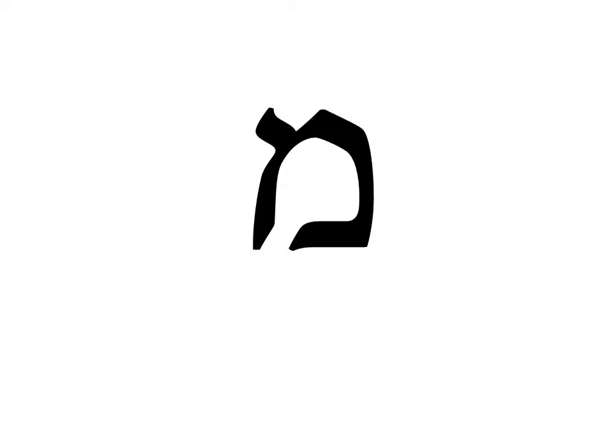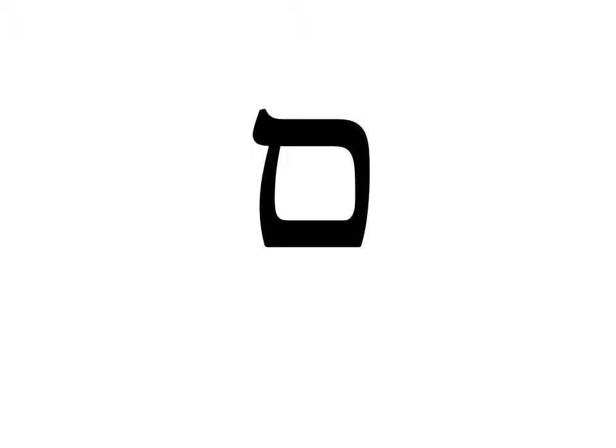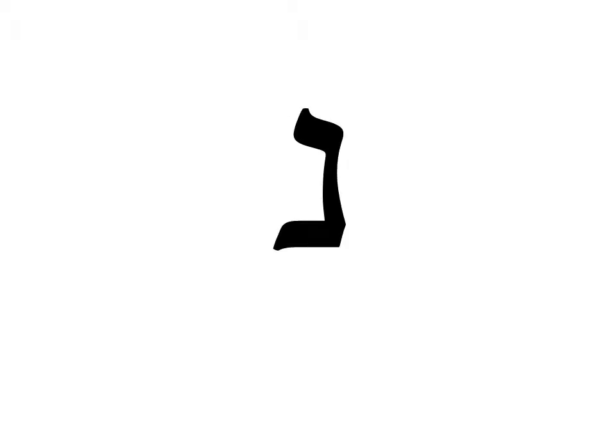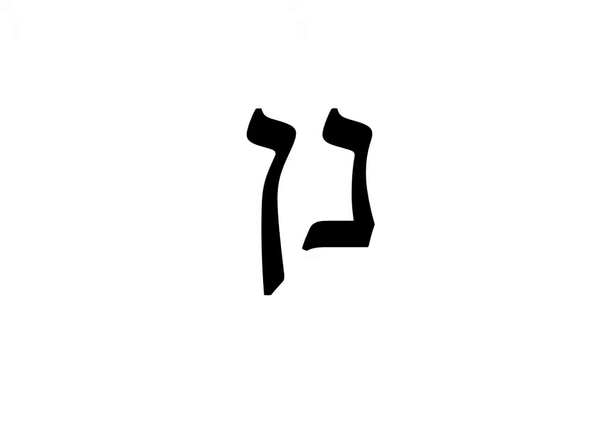At the beginning or in the middle of a word, mem looks like this. But at the end of a word, it is square, mem sofit. Side by side, the initial and the final forms look like this. Nun at the beginning or in the middle of a word looks like this. But at the end of a word, it straightens out into nun sofit, or final nun. And together they look like this.